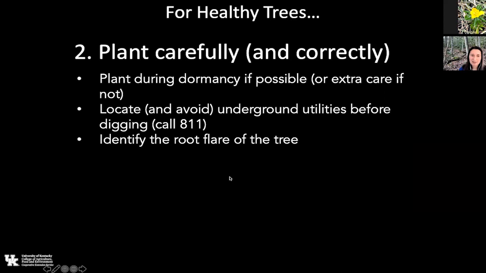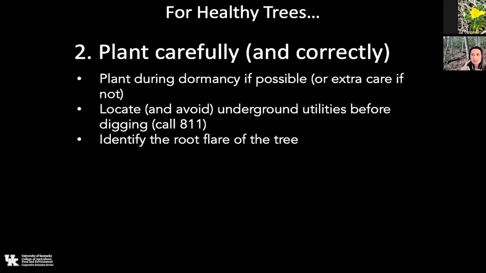Identify the root flare of the tree. This sounds easier than it actually is, because sometimes when you get a tree from the nursery, especially a balled and burlapped tree, where the root system is in a ball wrapped up in burlap, those are typically going to be planted a little bit deeper than you actually want to plant them in the field. In that nursery setting, they've got to grow them a particular way and they want to protect that root flare. So there's probably going to be several inches of soil above the root flare.